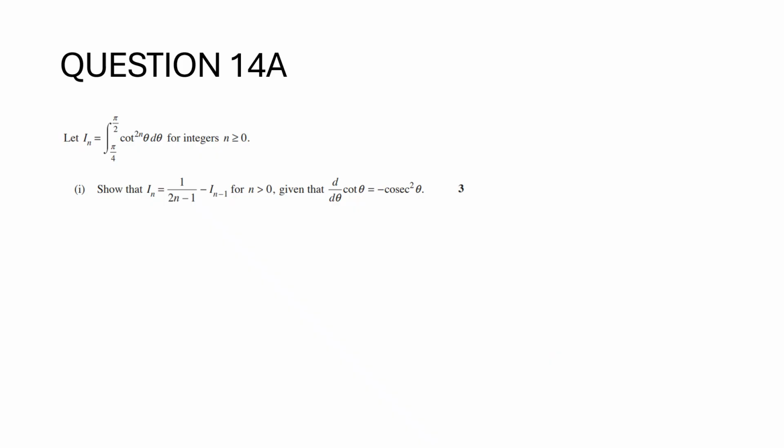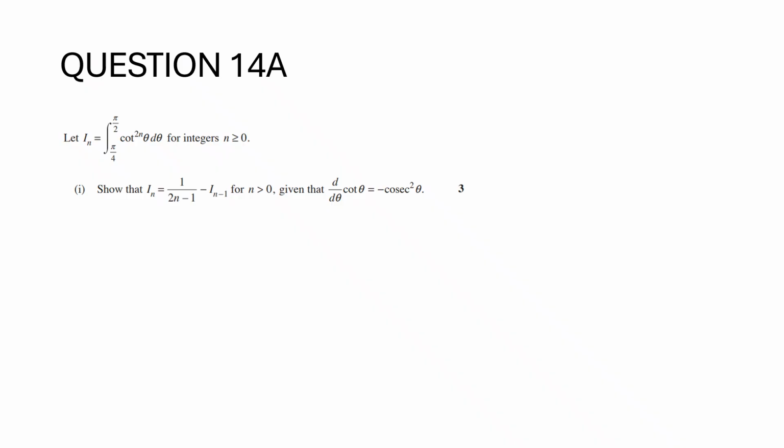14a. Let I_n equal the integral between pi on 4 and pi on 2 of cot theta to the power of 2n d theta, for integers n greater than or equal to 0. Part 1, show that I_n is equal to 1 over 2n minus 1, take away I_(n-1), for n greater than 0, given that d theta of cot theta is equal to negative cosec theta all squared.